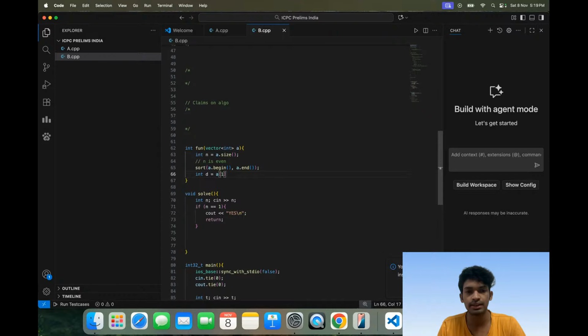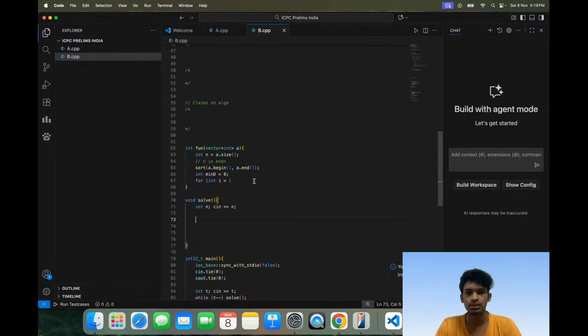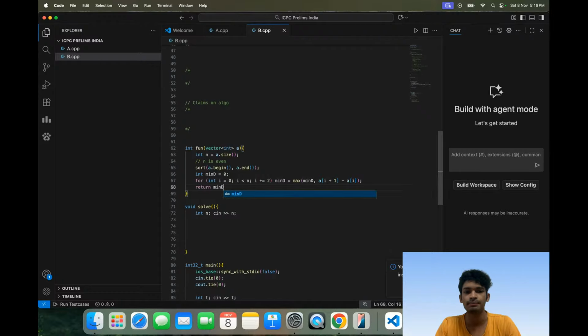I will just make it min D. Okay, this is min D. For int i equals 0, or I need not even write this part. Int i equals 0, i less than n, i plus equals 2, min D equals maximum of min D comma a of i plus 1 minus a of i, and I'm doing plus 2, if you see. Then I return this min D. For an empty array it will be 0, so we are good.